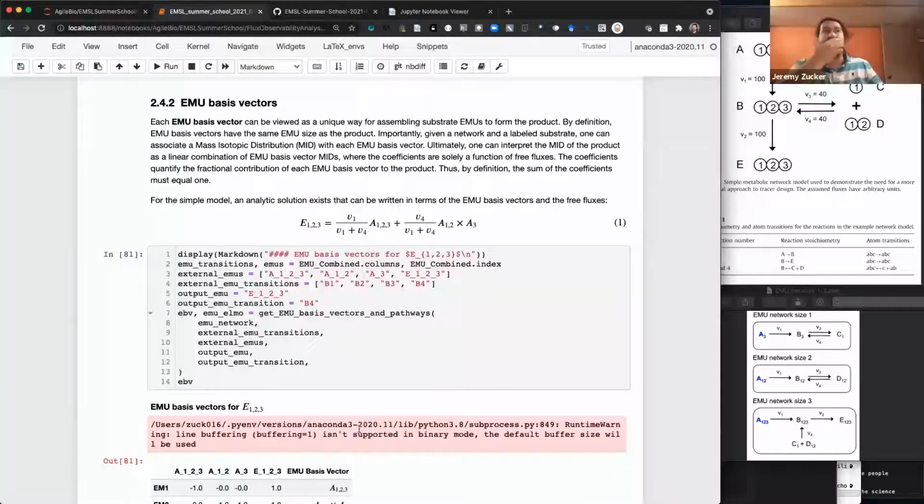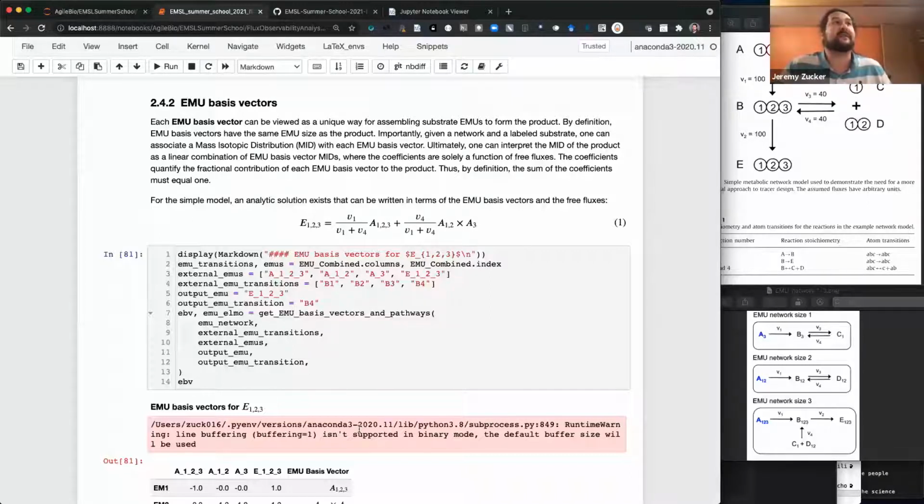So we're going to introduce a new concept. We've discussed EMUs, EMU reactions, and EMU networks. Now we're going to talk about two new concepts. One of them is called an EMU basis vector, and then one is an EMU pathway. So let's talk about EMU basis vectors first. Each EMU basis vector can be viewed as a unique way for assembling substrate EMUs to form the product.